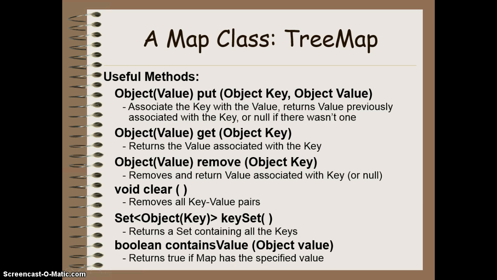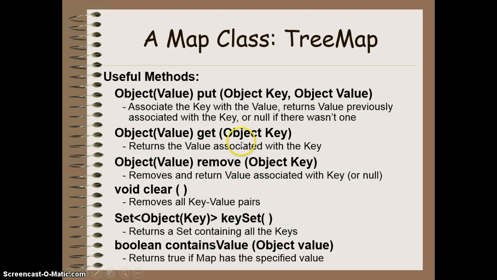There are a variety of useful methods that we have available to us for the tree map. We've got put, where it's going to associate a particular key with a particular value and put that into my tree map. With this put, if I try and put something into a particular key, if this key was already linked to a value, it will return the value that used to be linked to it as well, and then it'll link the new value with it.